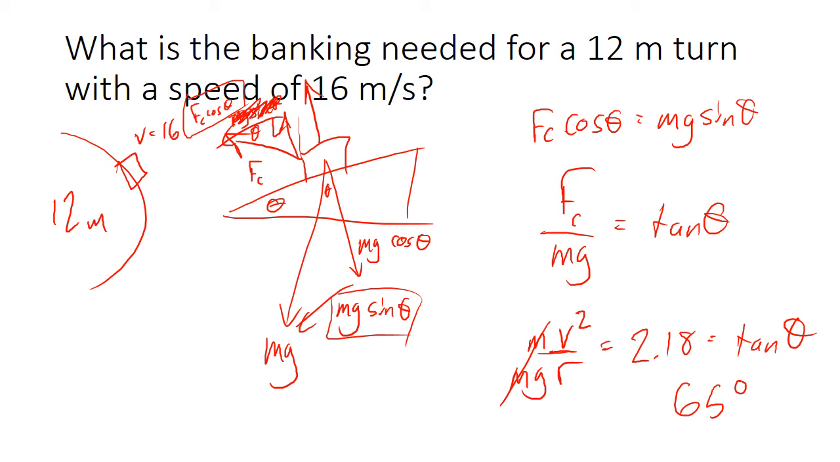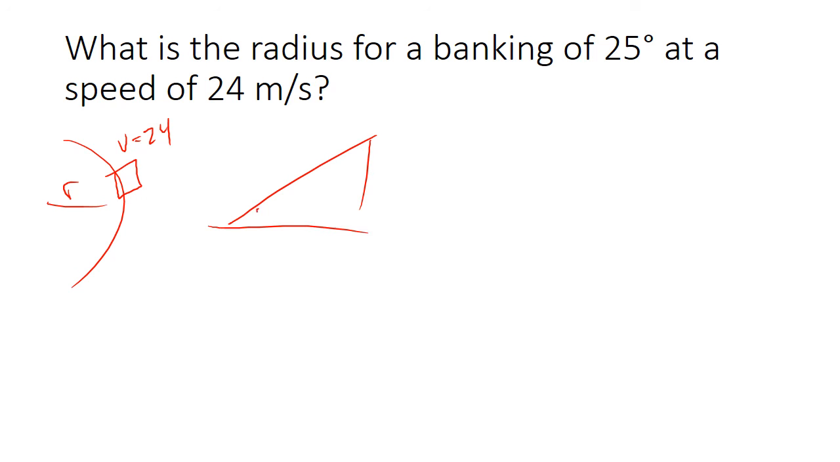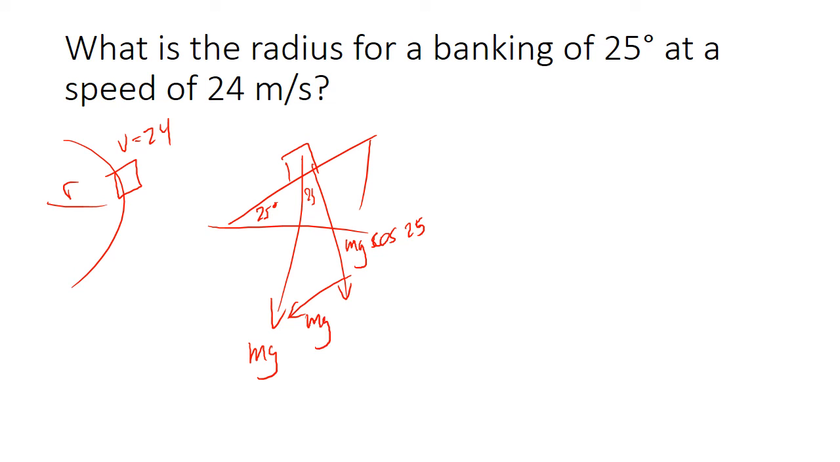Alright, let's do one more. What is the radius for a banking of 25 degrees at a speed of 24? Okay. Probably pretty big because it doesn't sound... Alright, pause the video, see if you can do this one now. Radius is r, v is equal to 24, 25 degrees, mg, 25, mg cosine 25, mg sine 25. I guess we don't even use the cosine.